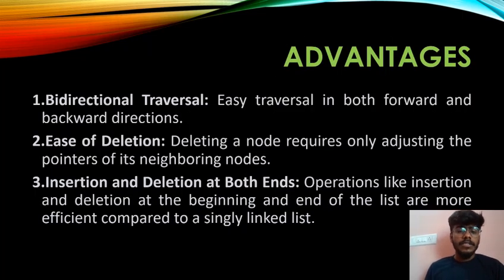Next, advantages. Bidirectional traversal: easy traversal in both forward and backward directions. Ease of deletion: deleting a node requires only adjusting the pointers of its neighboring nodes. Insertion and deletion at both ends: operations like insertion and deletion at the beginning and end of the list are efficient compared to a singly linked list.